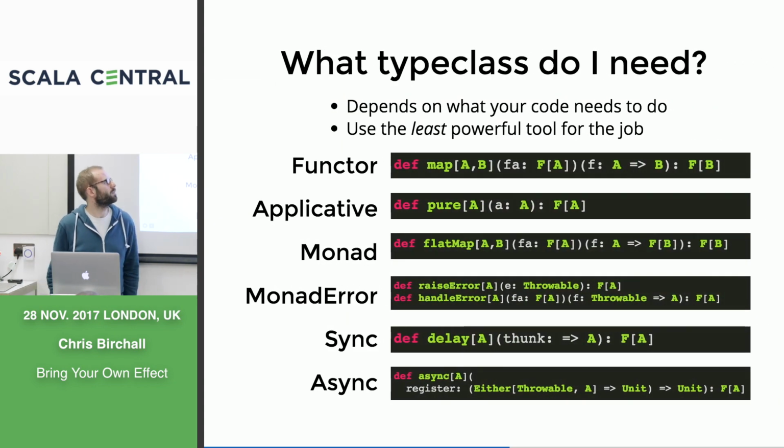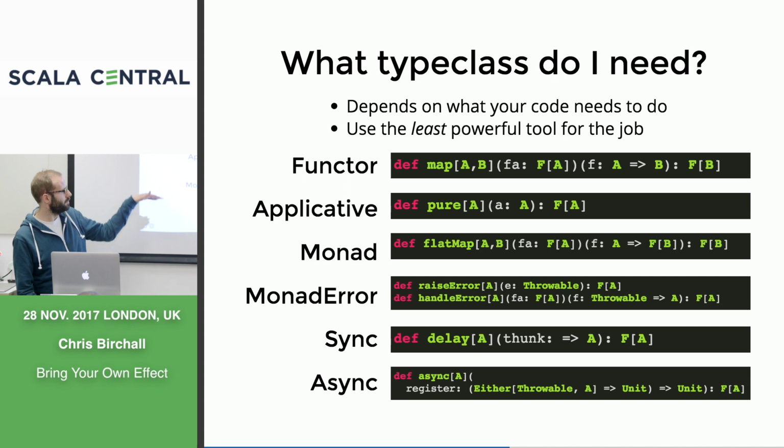So the obvious question is, what type class do I actually want? It kind of depends on what your library or your code needs to do. In general, you want to use the least powerful tool that will allow you to do what you need to do. So these are ordered in increasing power as you go down. We start with Functor. That has a map method, which will take something wrapped up in an F, apply a function to it, and give you a new thing wrapped up in an F. That's not really enough power for us because we can't even create an F in the first place. So we need something that will at least lift some value into an F.